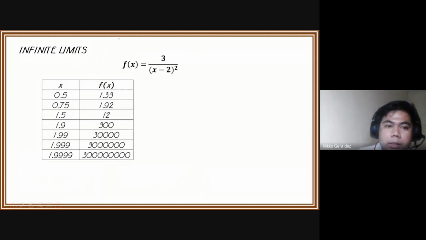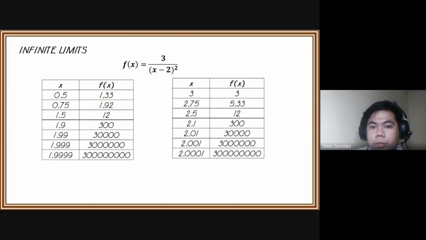So what about if x approaches from the right? So we have 3, 0.75, 0.5, 2.01, 2.001. And the values of f of x are 3, 5.33, 12, 300, 3 million. So the same thing happened to f of x when x approaches from the right. The value of f of x increases without bound. Or, as was said earlier, f of x approaches positive infinity.